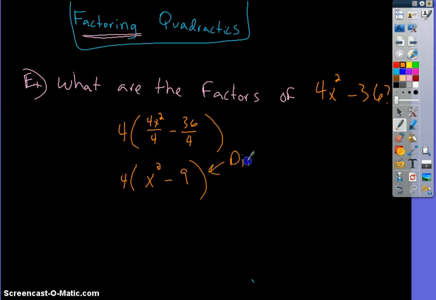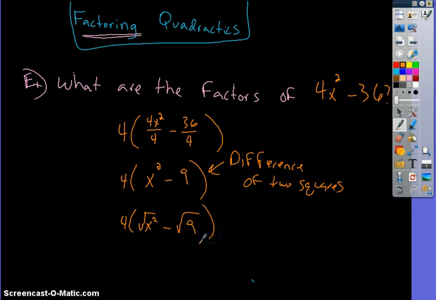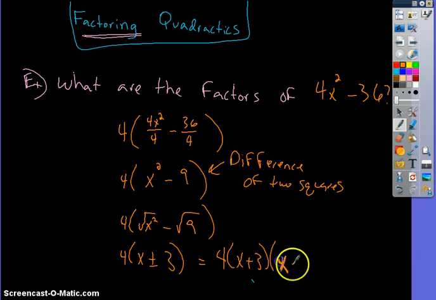If you recognize it, you should go further. This is the difference of two squares again. And if you didn't go further, I'll take marks off because that means you don't know how to factor. You should always recognize this to be the difference of two squares. So you square root each one of these. You'd get the square root of x squared, subtract the square root of 9, which is x plus or minus 3. So your factors would be 4 times x plus 3, and x subtract 3.